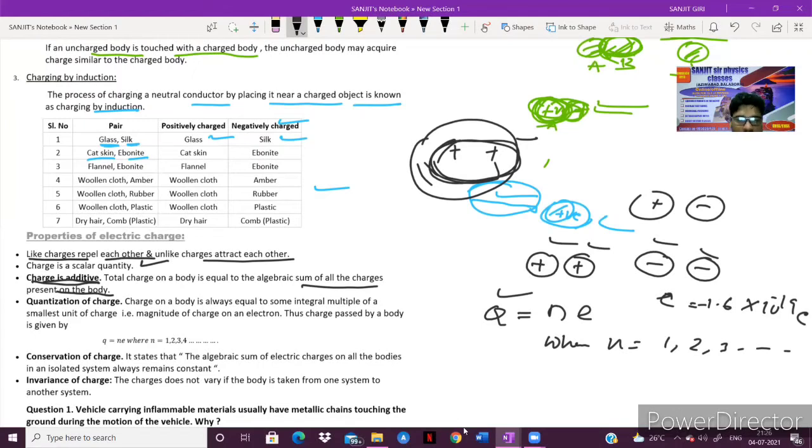And the last property is invariance of charge. Invariance of charge means charge does not vary if the body is taken from one system to another system. If we take a body from one system to another system, the charge does not vary; there will be no change.